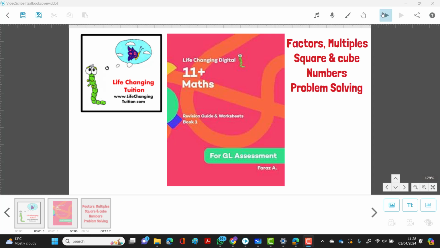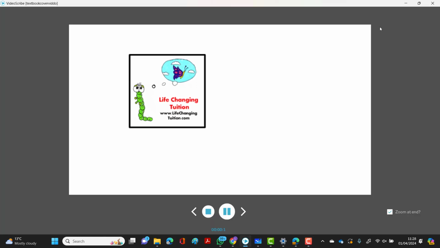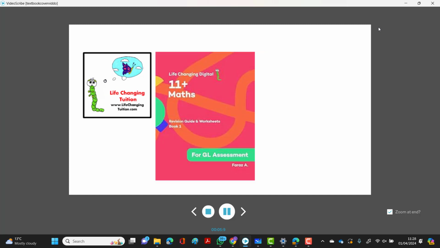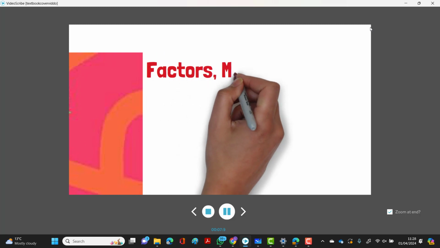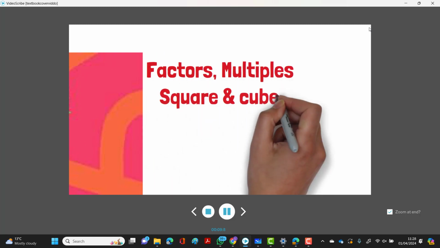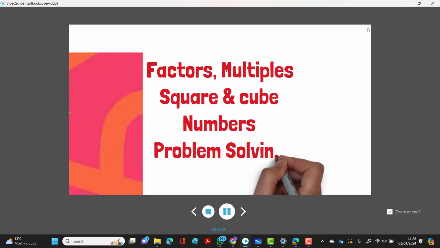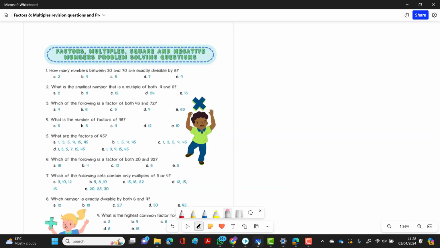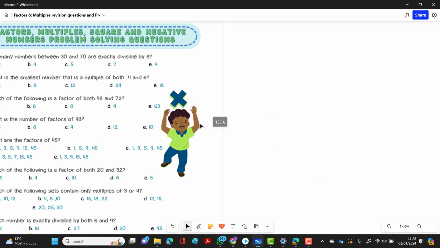Today we're going to go through problem solving in factors and multiples and cube numbers and square numbers. So hopefully you've seen a video on the lesson. If not, return to our YouTube channel and we'll launch straight into the whiteboard. Okay, so starting number one, zoom in a bit.